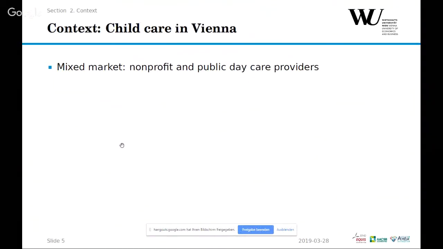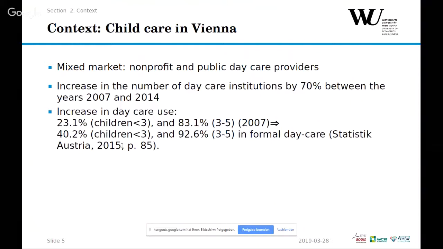To give you some context of the childcare system in Vienna, this is a mixed market, and almost exclusively we find nonprofit and public daycare providers. At least nowadays we have no for-profit daycare anymore. And over the last few years, the number of daycare institutions has increased quite impressively, and accordingly also usage rates have gone up.